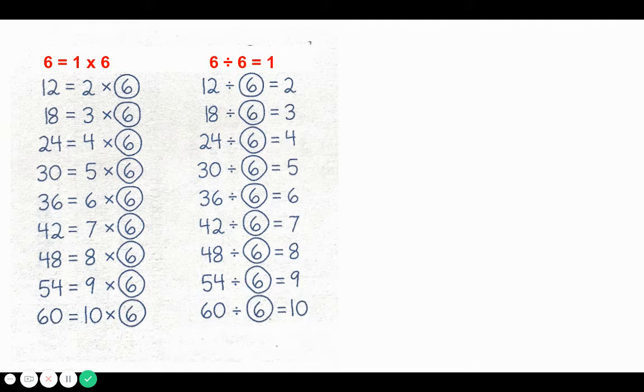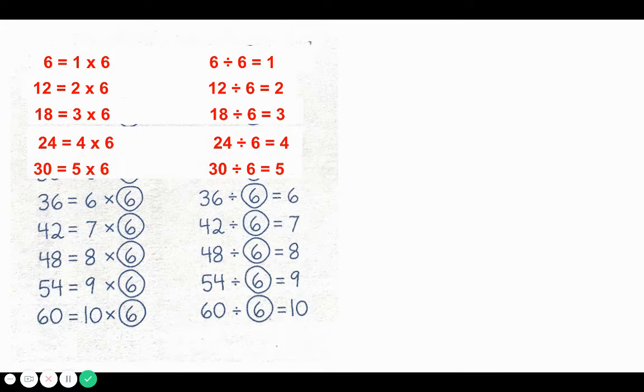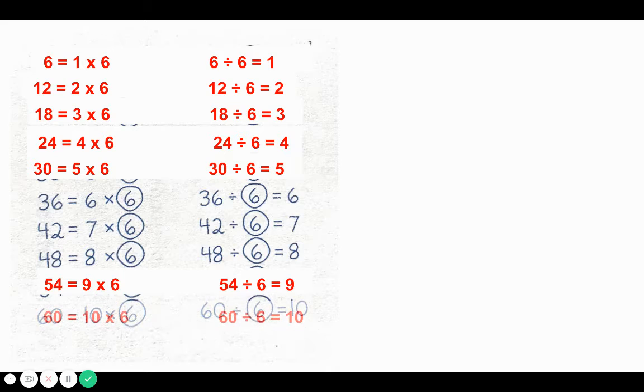1 times 6 equals 6. We know our 2s. 2 times 6 equals 12. We know our 3s. 3 times 6 equals 18. We know our 4s. 4 times 6 equals 24. We know our 5s. 5 times 6 equals 30. We know our 9s. 9 times 6 equals 54. Remember, you can do that neat trick with your fingers. And we know our 10s. 10 times 6 equals 60.